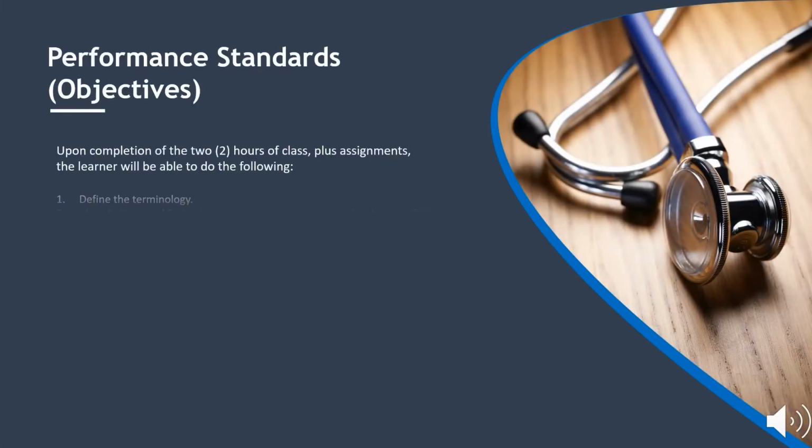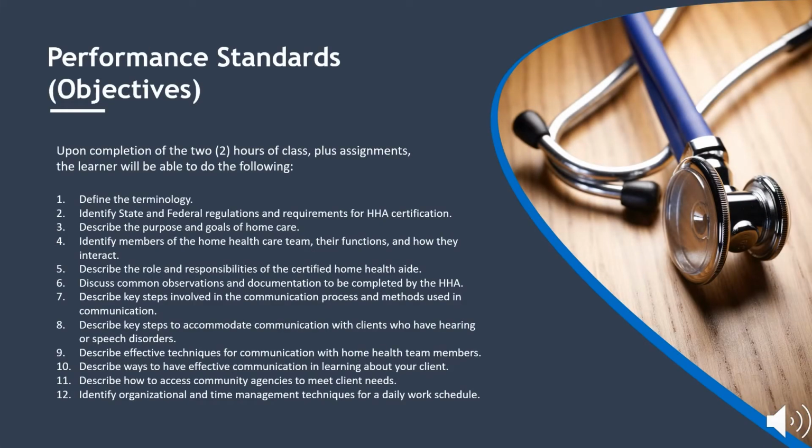Performance standards, objectives. Upon completion of the 2 hours of class, plus assignments, the learner will be able to do the following. 1. Define the terminology. 2. Identify state and federal regulations and requirements for HHA certification. 3. Describe the purpose and goals of home care. 4. Identify members of the home health care team, their functions, and how they interact.